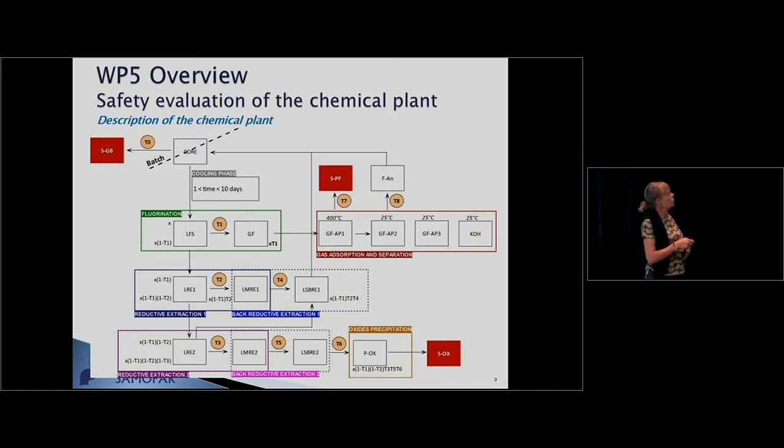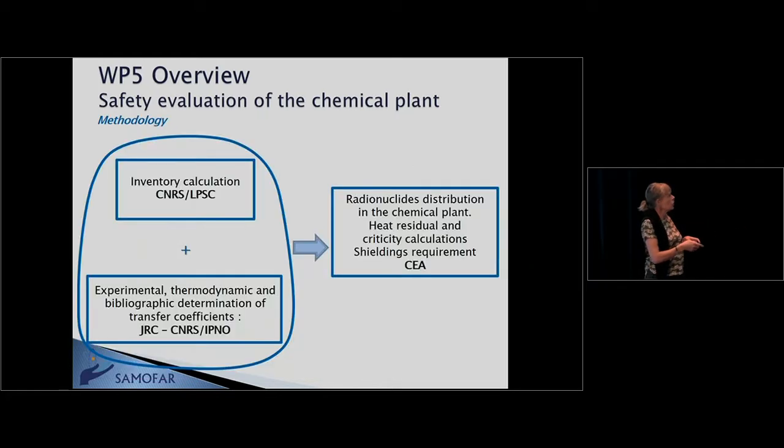How do we do that? At the beginning we have the inventory of the batch, and we are going to follow each isotope through all these chemical steps. To do that, we have to know what proportion of each isotope goes from one box to the other box. So we have to provide what I call transfer coefficients, which correspond to the proportion of elements going from one box to the other box. The methodology is given here.